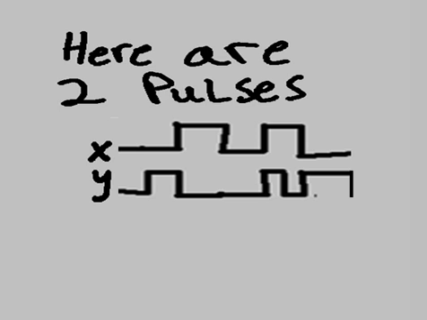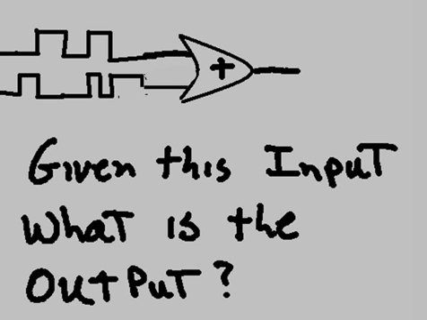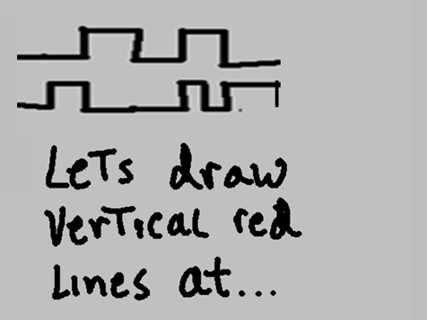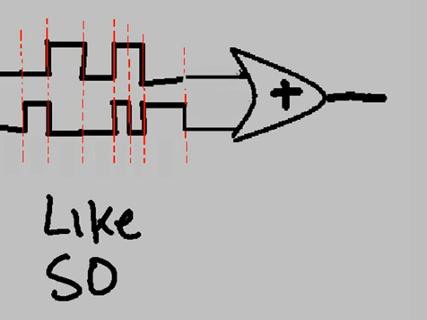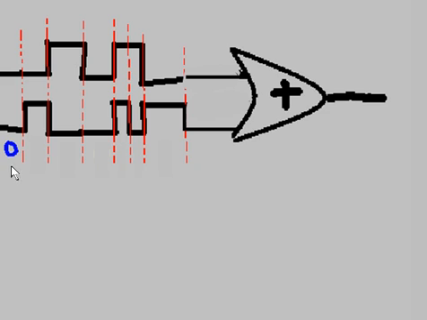Here are two pulses. Given this input, what is the output? Well, let's draw vertical red lines at the points of instantaneous change, like so. Look at the beginning over here, just before the first red line. The top input is a 0, bottom input is a 0, the output will be 0. Next section, the top input is a 0, bottom input is a 1, the output is a 1.